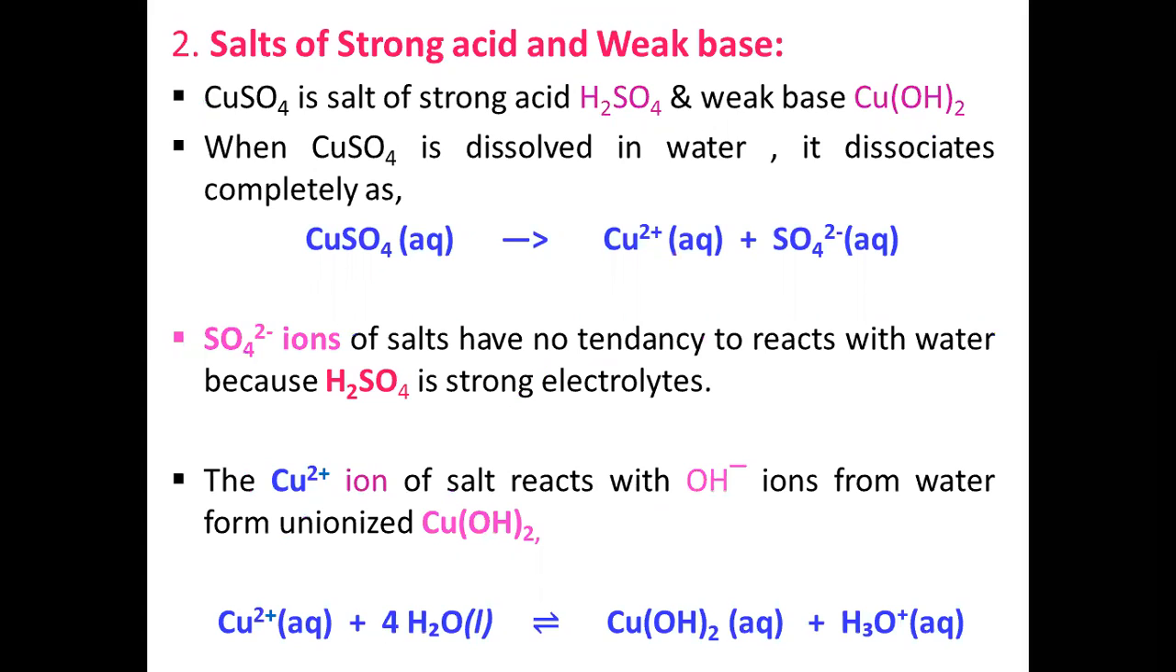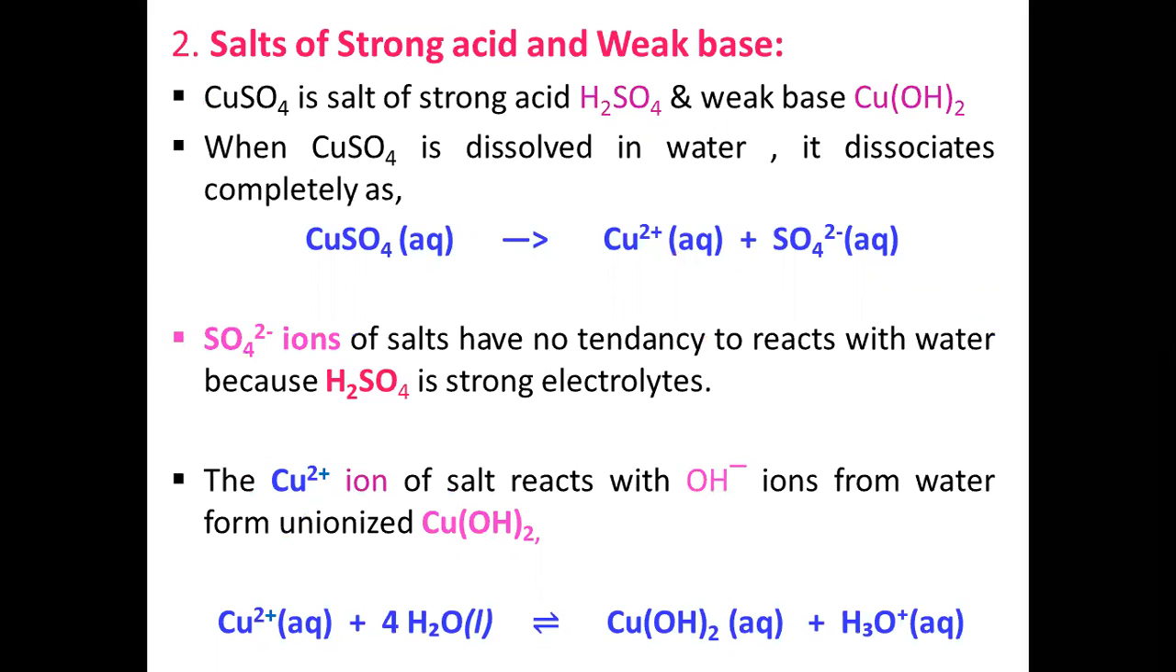In the second case, we have taken the salt of strong acid and weak base. Copper sulfate is used as a salt of strong acid H2SO4 and weak base Cu(OH)2. As we know, the part of the weak component undergoes hydrolysis and the part of the strong component doesn't undergo hydrolysis, because if the strong component, either base or acid, reacts with the water, it forms a strong electrolyte, either base or acid. So it is immediately converted into ions, so that's why there is no hydrolysis of these.